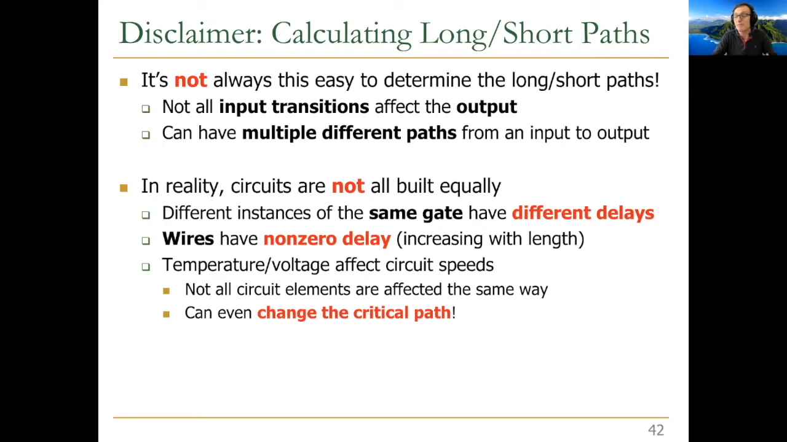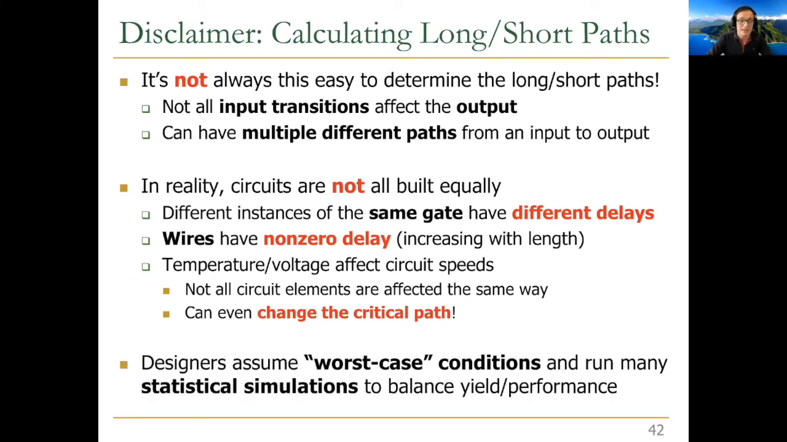And that's one way of solving the problem, right? Otherwise, you always run your circuit at the worst possible delay, which is the delay at the highest possible temperature. But that may not be a good idea if most of the time you're running your processor at 20 degrees Celsius, right? So designers usually assume worst case conditions and run many statistical simulations to balance yield and performance. So this is actually a lot of art and simulation and statistical simulation.